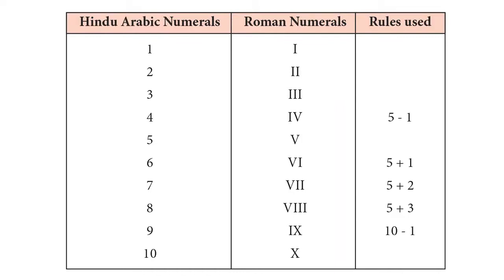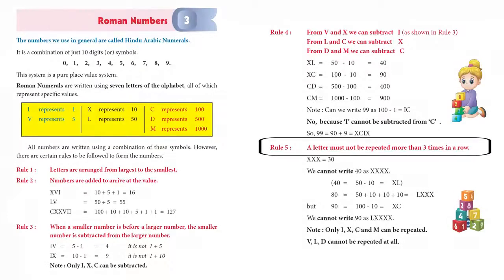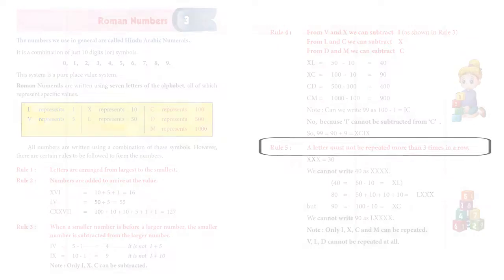Hindu Arabic numerals 1 to 10 are given. Then the second one is Roman numerals. For 1 it is I, for 2 it is 2 ones, for 3 it is 3 ones. Remember the rule, we can't use that same letter more than 3 times. So for 4 it will be different. Let's see how it is.